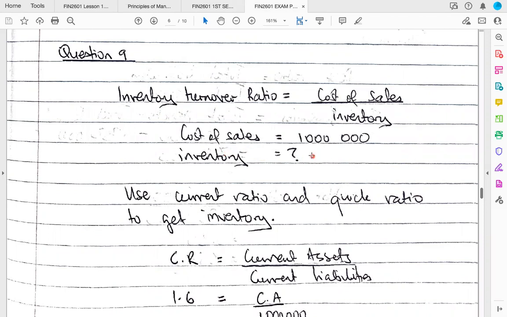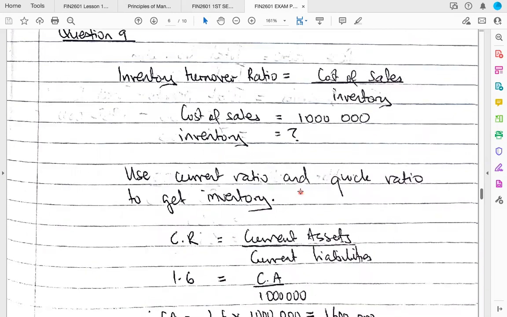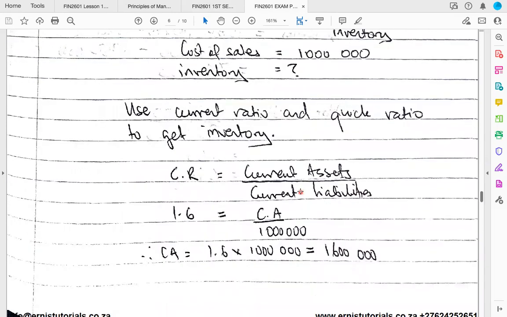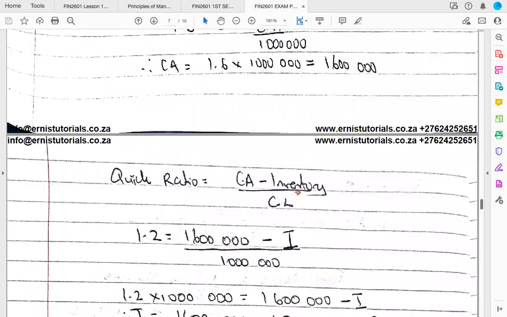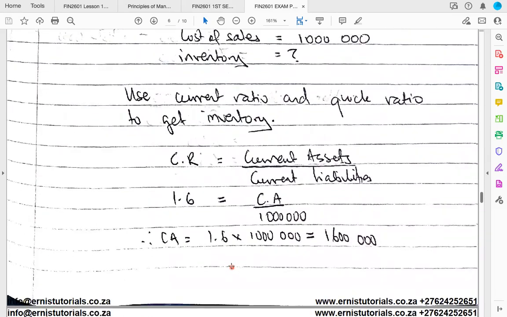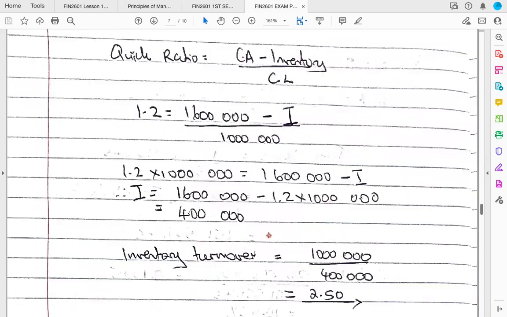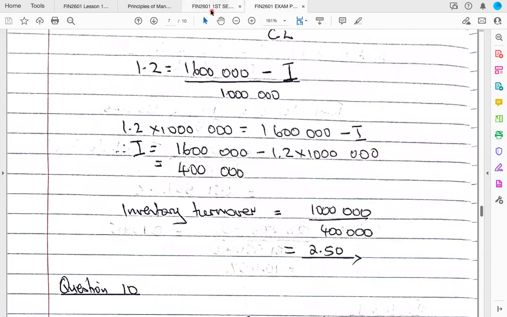You can be asked to calculate cost of sales, inventory turnover, inventory, current assets, current liabilities. Usually it's inventory turnover, cost of sales, or inventory. You're asked to calculate one of those and you're given the quick ratio, current ratio, and your inventory turnover. So you need to be familiar with that. Here we calculate our current assets first, substitute those current assets to get our inventory in the quick ratio, then substitute for the inventory turnover.